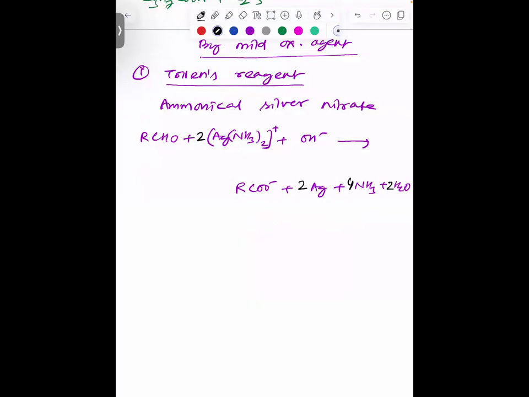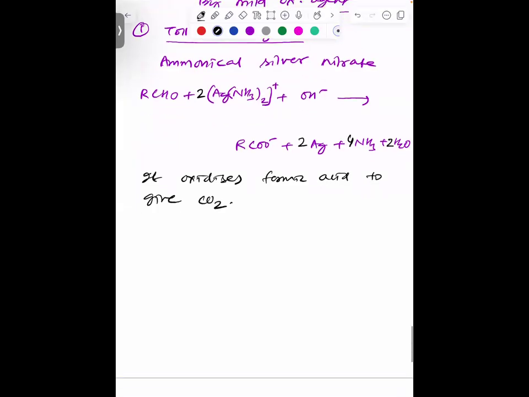Okay, so next is other reactions shown by the Tollens reagent. Now it oxidizes formic acid to give CO2. So what is the structure of formic acid? This is the structure of formic acid.